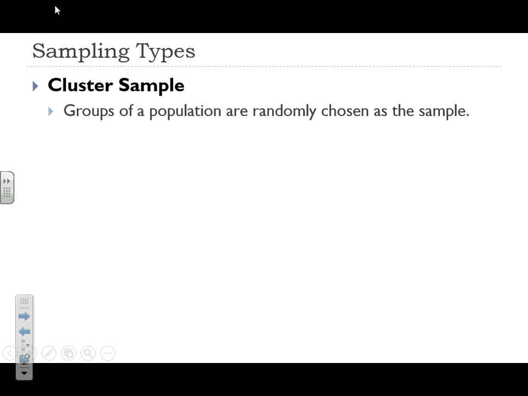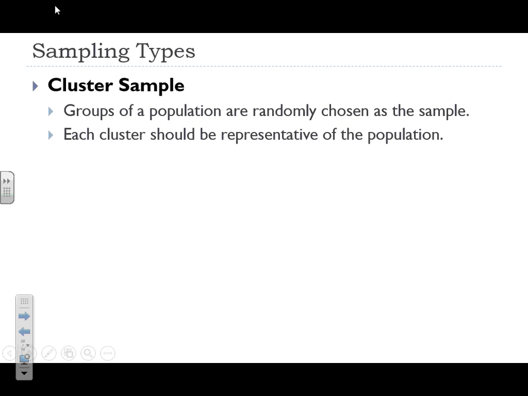So we're going to take our population and divide them into groups and select some of those groups at random to be part of our sample. Now, with this cluster sampling, one of the things we have to be careful with is that the groups we create, when we take our population and separate them into different groups, each group we create should be representative of our population.